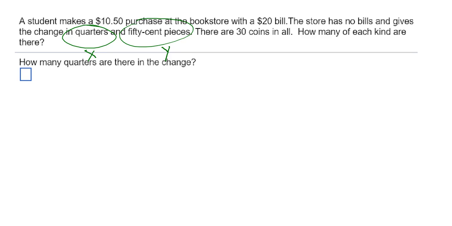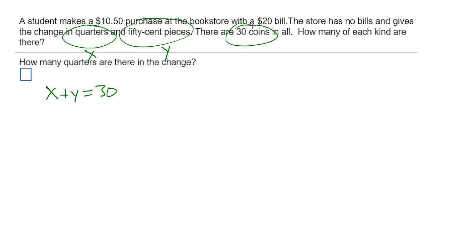And we don't need a table here for this. We just need two equations. Right? And so we'll let x represent the quarters and y represent the 50-cent pieces. And so we will need two equations because there are two variables here. There are 30 coins in all. And so we'll have x plus y equals 30.